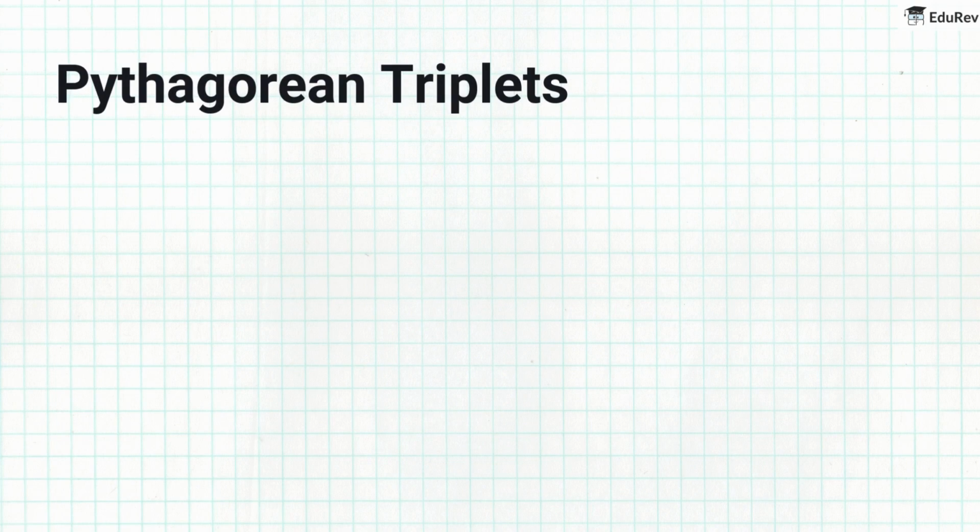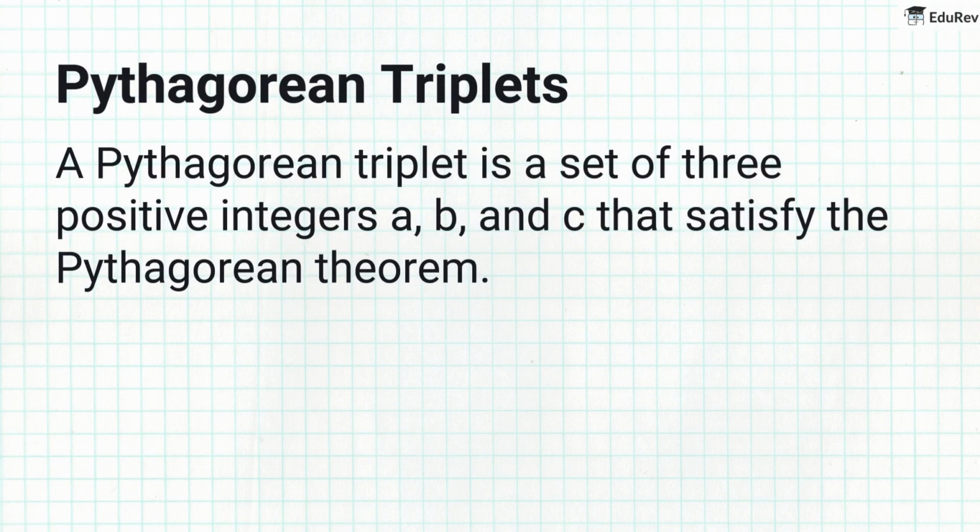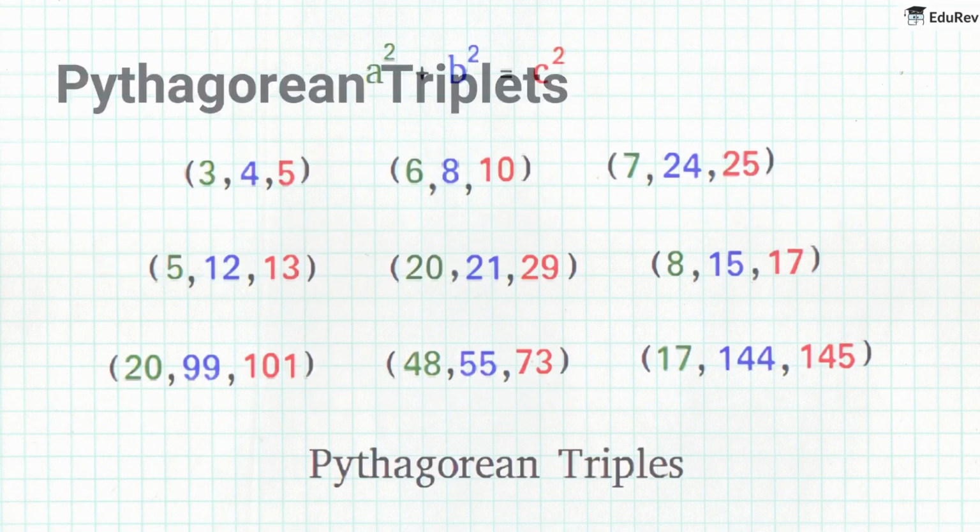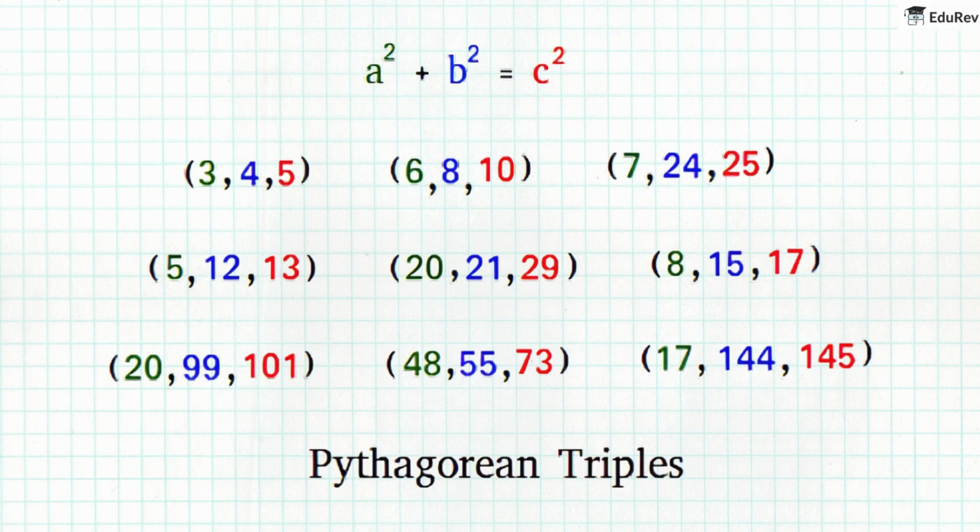Pythagorean triplets. A Pythagorean triplet is a set of three positive integers a, b, and c that satisfy the Pythagorean theorem. Some examples of Pythagorean triplets are 3, 4, 5; 6, 8, 10; 7, 24, 25; 5, 12, 13; 20, 21, 29; 8, 15, 17; 20, 99, 101; 48, 55, 73; and 17, 144, 145.